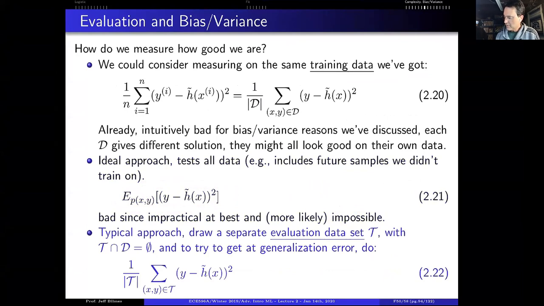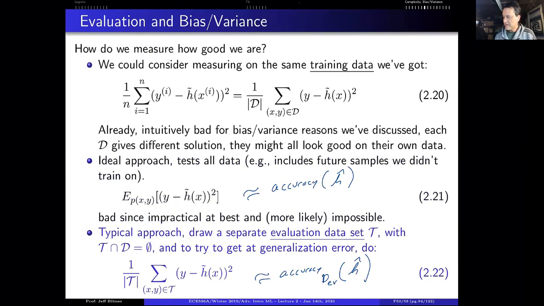So what we do instead is we generate another data set, an evaluation data set. Let's use script T. Script T and D, our training set, have no intersection. And we try to get an estimate of this. This is like the estimate of the accuracy. By the way, in the write-up that I sent out, this is analogous to the accuracy of H hat, and this is analogous to the accuracy on the evaluation data set of H hat.